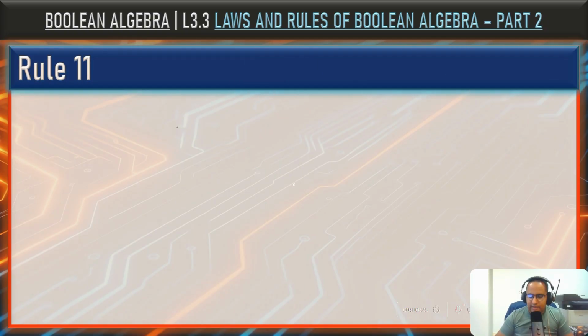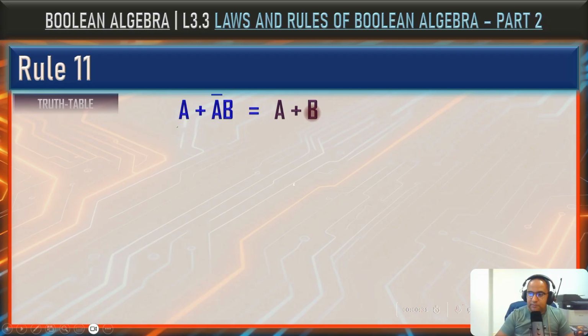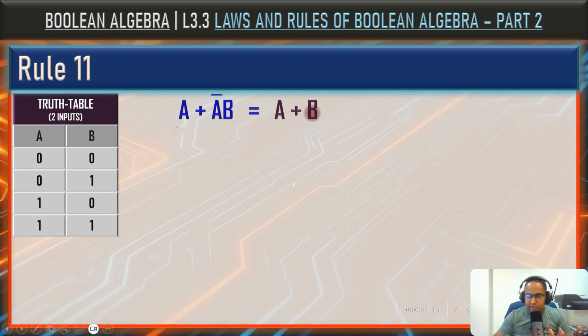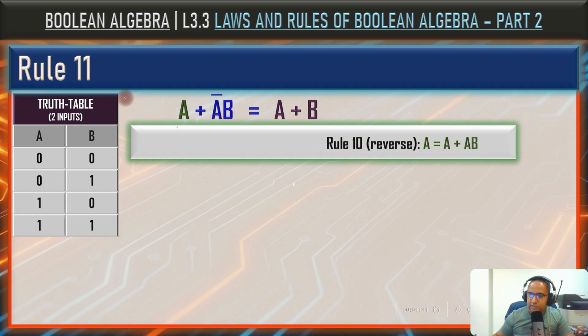Rule 11 states that a plus a negated times b is equivalent to a plus b. Okay, first let's start by applying the Boolean laws and rules step by step. Initially, we can apply Rule 10, but only to this specific part of the expression, that is, to the variable a. It is perfectly valid to apply a law or a rule to a single term or to just a portion of a Boolean expression.